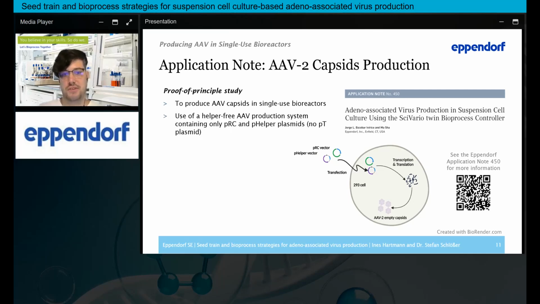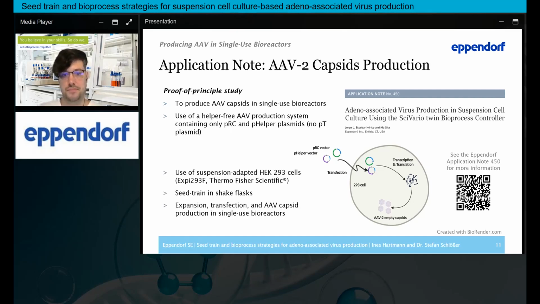And the difference here is that they used this so-called helper-free AAV production system that I described, made of the plasmids, but they left out the plasmid PT. So the gene of interest was not included, as this was a proof of principle study. It was enough to only produce the viral capsids, which is the result of leaving out the PT plasmid.